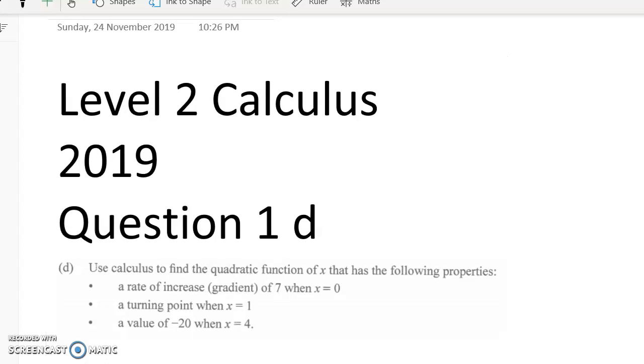Well, the first thing to make sure you've read clearly is that we're talking about a quadratic, and that makes our lives much easier. Then we're told that when x is 0, the gradient is 7, and that there's a turning point when x is 1. So that's got to be either a min or a max, and that means that the gradient must be 0 at x equals 1. And then we've got a value of the function of negative 20 when x is equal to 4. So here's how I did it.